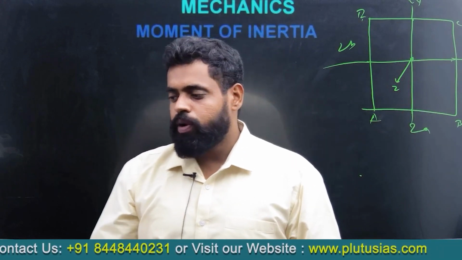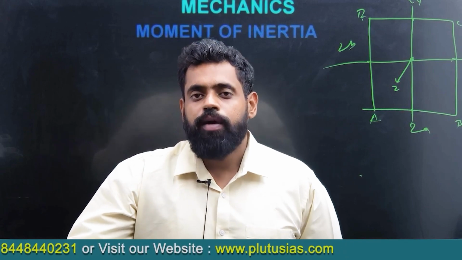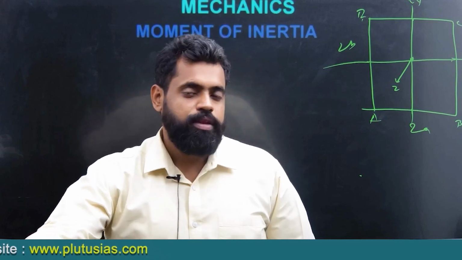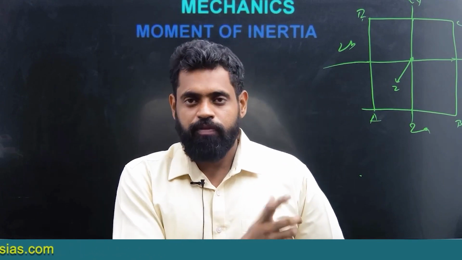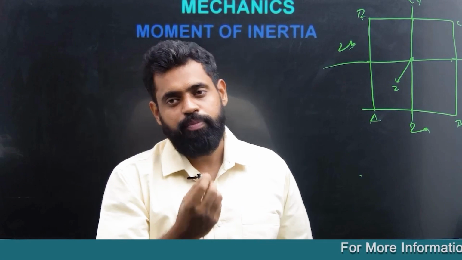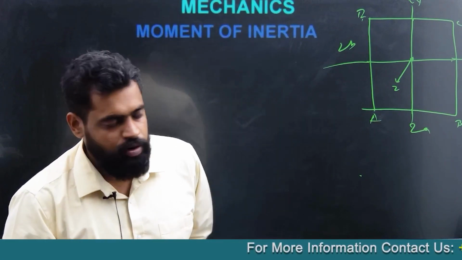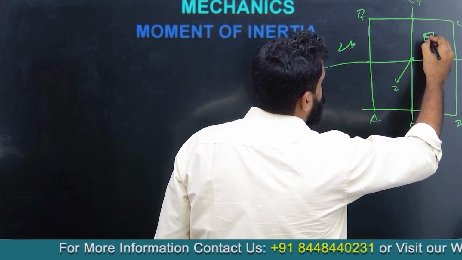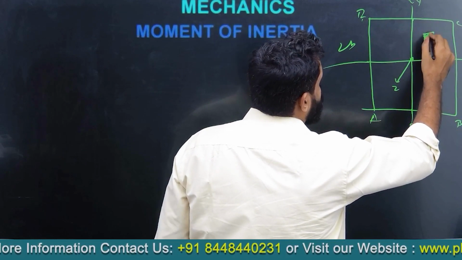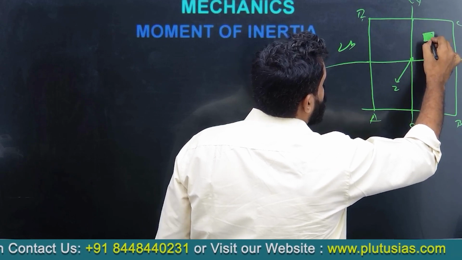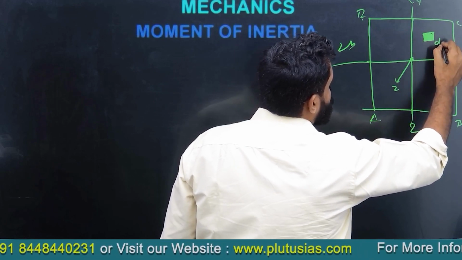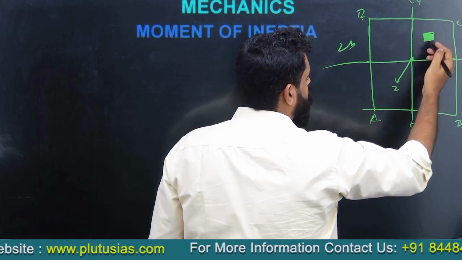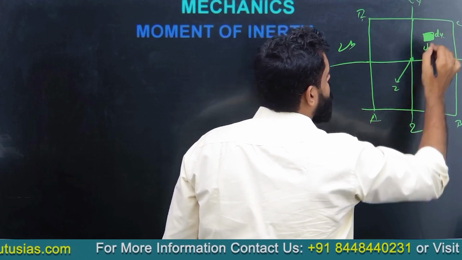In the 12th class you have studied this as the perpendicular axis theorem. In this also you will study. That is, we have to add those moments of inertia, but I will calculate it using the basic initial definition of moment of inertia. Suppose a small particle here, a rectangular particle here, of length dx and breadth dy.